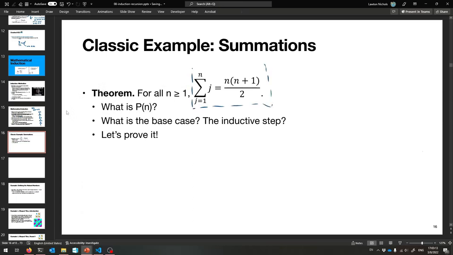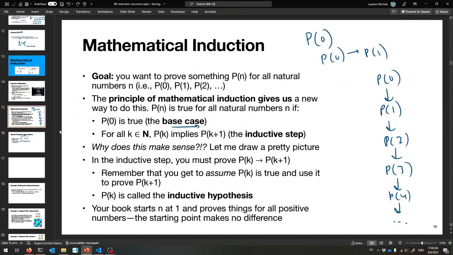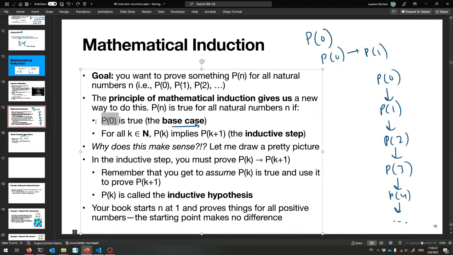It's this, right? This is the statement. If n changes, it's something about a new, different n. Okay, so for all n greater than or equal to 1, this is true. That's my predicate on an n, okay? And then we have to figure out, okay, what's the base case? What's the inductive step? And then we'll prove that, okay? So if we go back here, the base case is P of 0. That's easy.